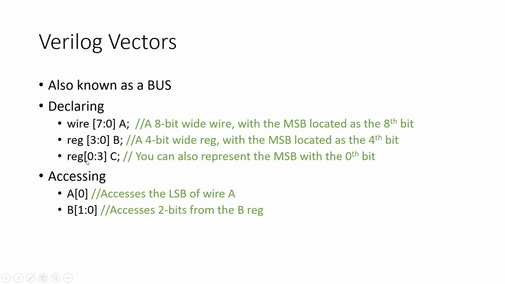Same thing here, you can label the variable from 0 down to 3. This simply means we're switching the most significant bit to 0 instead of 3. And we access one bit at a time by simply calling A with a bracket and the bit we're trying to access. If we want to access a range of bits, we can simply put 1 down to 0. For this instance, we access 2 bits of our B reg.